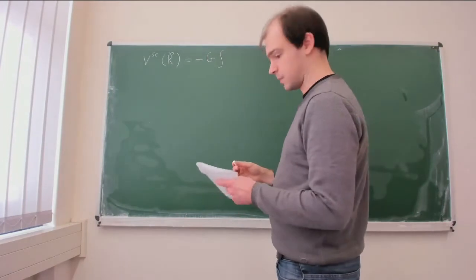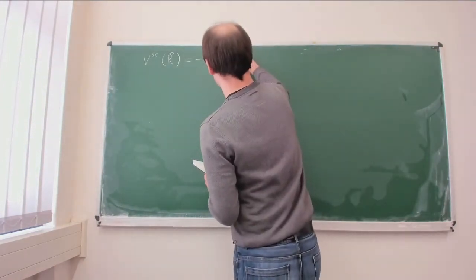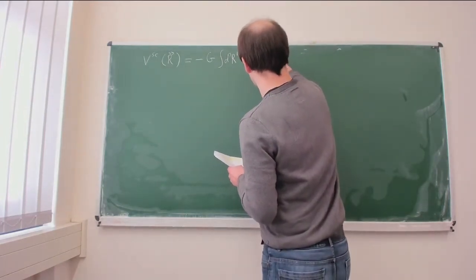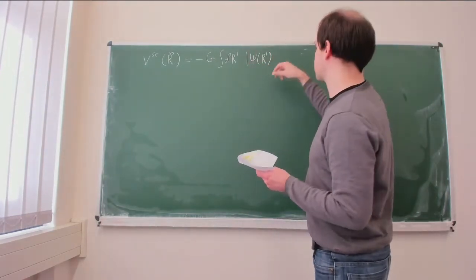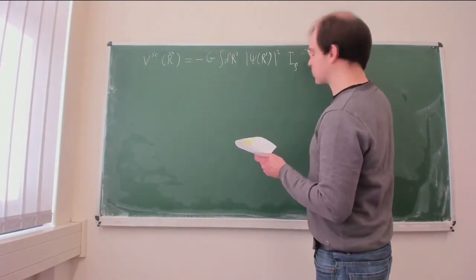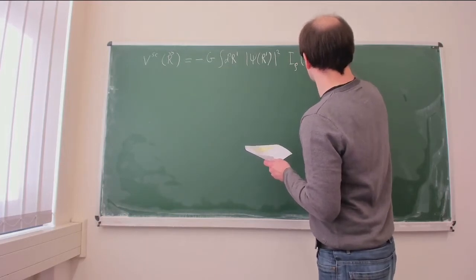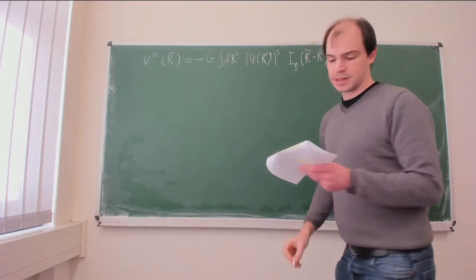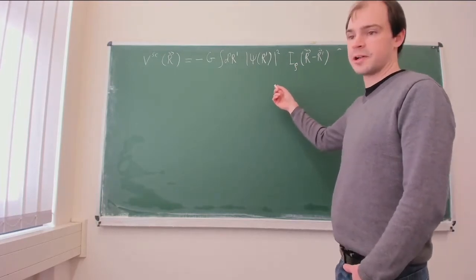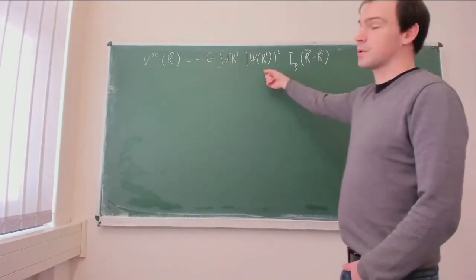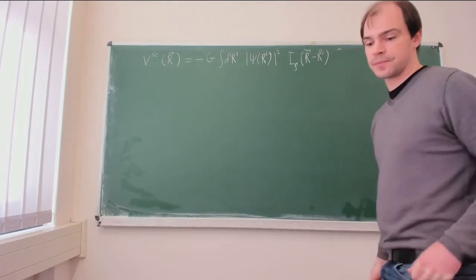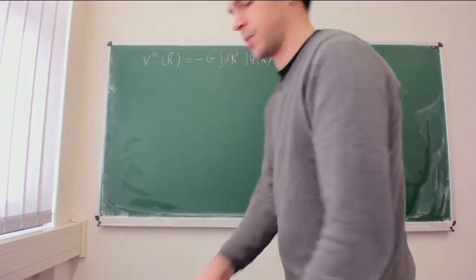We can write it as minus G times an integral d^3r', the center of mass wave function psi of r', absolute value squared, and then a function which I call I_rho of r minus r'. So this is just a convolution, the German word is Faltung, of the absolute value square of the wave function with this function I_rho. And I should tell you, of course, what this function I is.